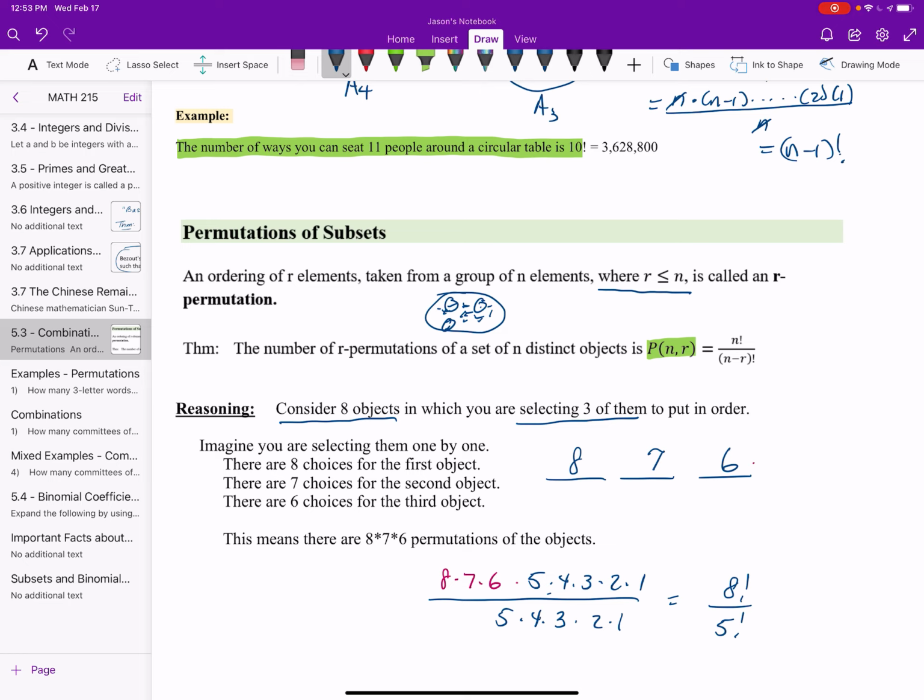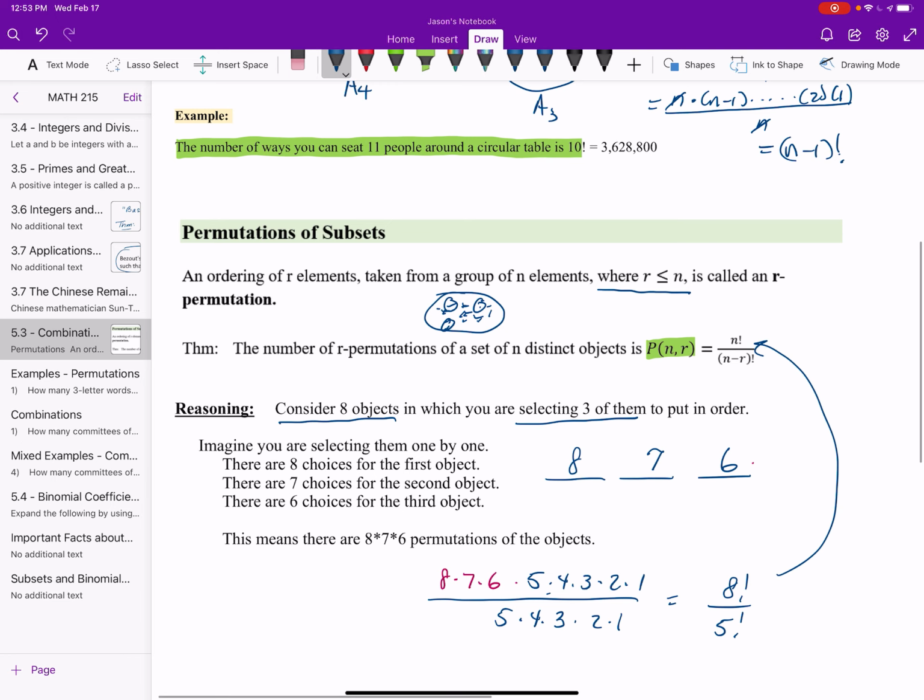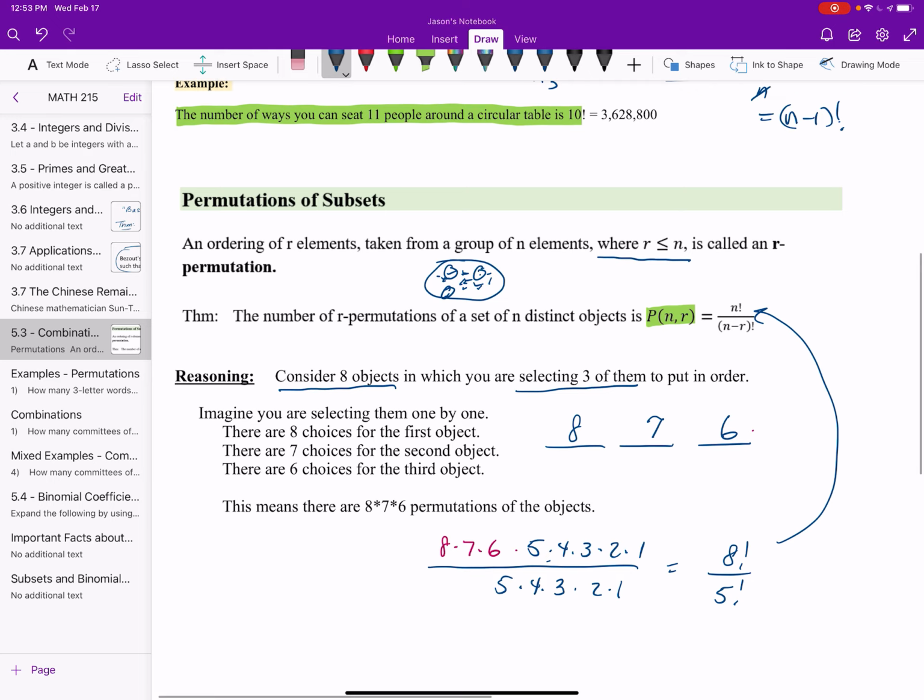So what do those numbers mean? Well, 8 is the number of items that I was picking from, which was the n. So the 8 factorial is the n factorial. 5 factorial is the difference between the number of objects I have and the number of objects I'm selecting. So this 5 is the 8 minus 3. So that is how to do permutations of r objects.